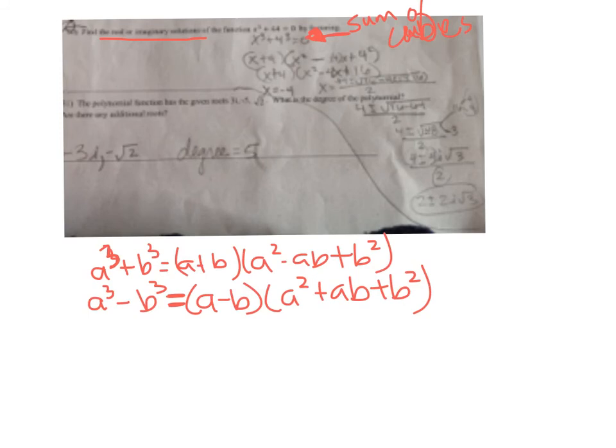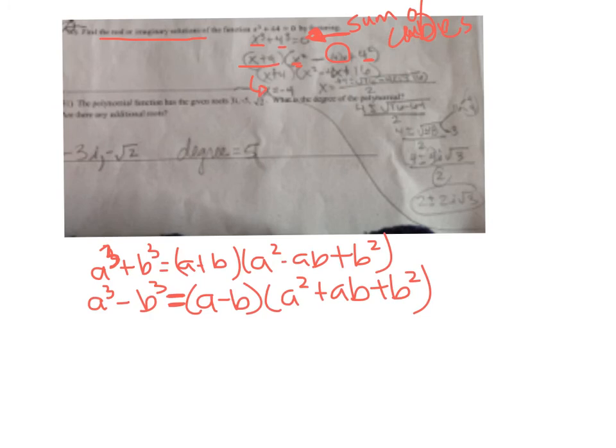So we figured out that x cubed plus 4 cubed factors into x plus 4. And remember, I always did the first term squared and last term squared, and then in the middle I just multiply those two bases together. So we set each of those factors equal to 0. The x plus 4 results in x equals negative 4.